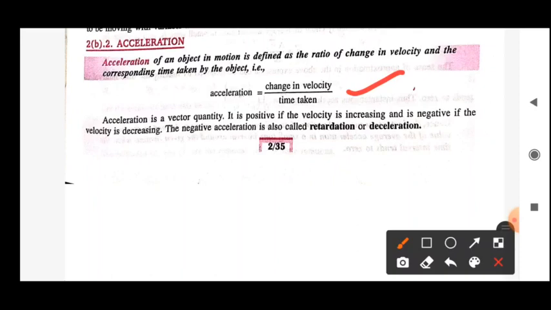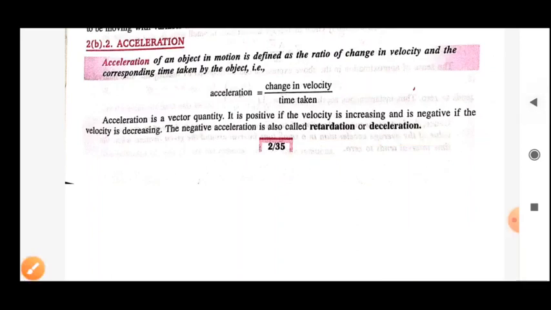So acceleration can be negative, positive or zero depending on the change in velocity. If the change is positive, then acceleration will be positive. If the change is negative, then acceleration is negative. Negative means the velocity is decreasing. Negative acceleration is also called retardation or deceleration.